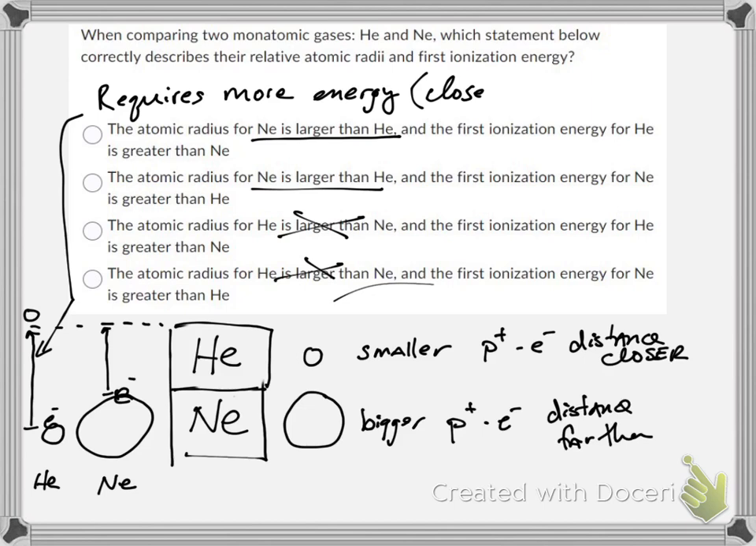And so here we see that this requires more energy, the helium does, than neon. Neon has an outer shell, the electron's farther away, it's much closer to zero, and it requires less energy to promote it, and in that case the first ionization energy for helium is greater, and we would pick A.